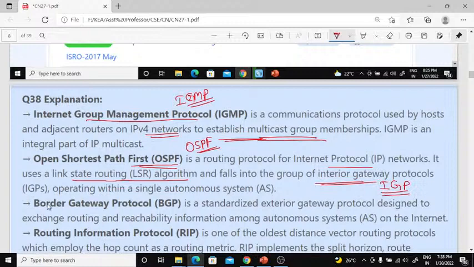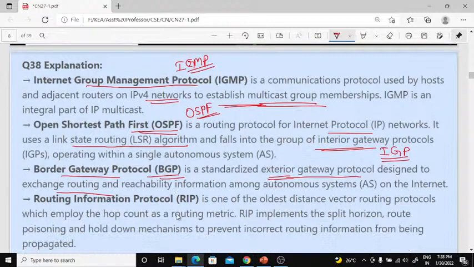Then border gateway protocol. Open shortest path first is an interior gateway protocol. Border gateway protocol, BGP, is a standardized exterior gateway protocol designed to exchange routing and reachability information among autonomous systems in the internet.